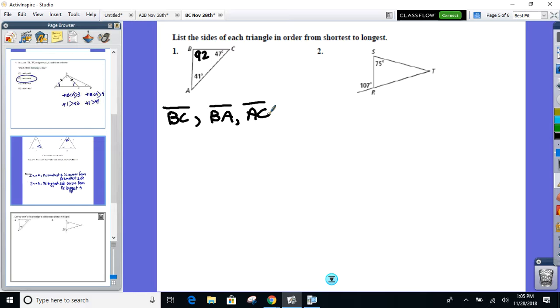And now the only difference in number 2 is I'm just giving you an exterior angle to deal with. I think we will be okay. What's next to the 107? 73, and then angle T, 32. All right, shortest side then would be across from angle T, so SR. Next one, ST. And then finally, RT.